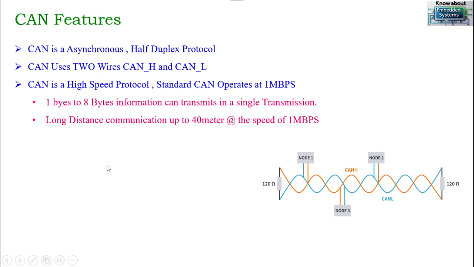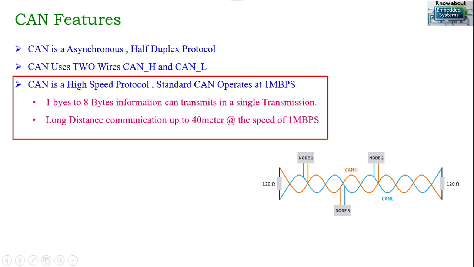The important thing starts from here. Why will we be using CAN? Because there are many reasons. One by one we will understand why we're going to use CAN in our automotive system. The first important thing with respect to CAN is, you know that already, CAN is capable of transmitting data at very high speed, at the speed of 1 Mbps.